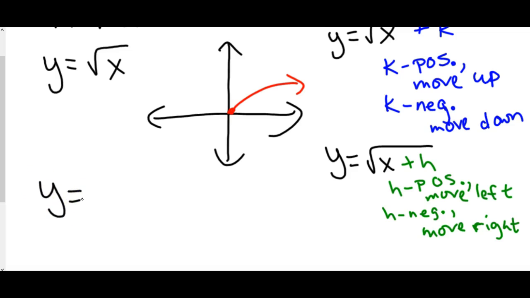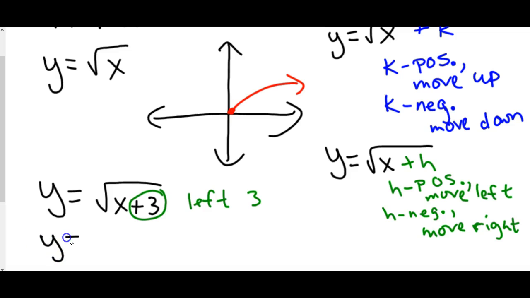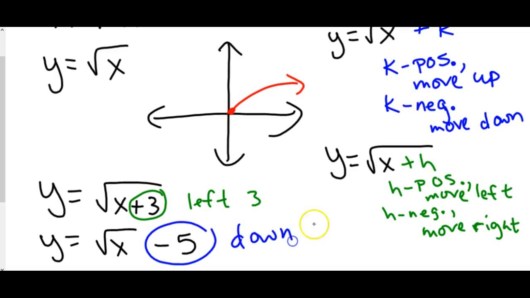So if I were to give you y equals square root of x plus 3. This is under the radical, so it's h. It's positive, so we move left, specifically 3. If I had something like this, y equals square root of x minus 5. This is outside the radical, so it's k, it's negative, so we move down, so down 5.